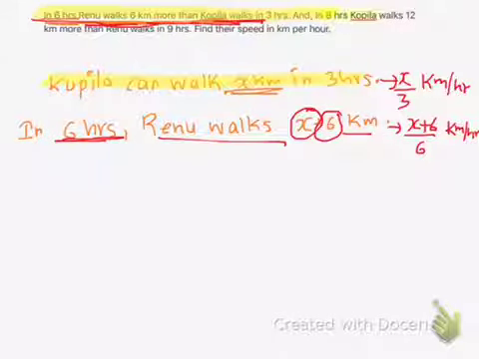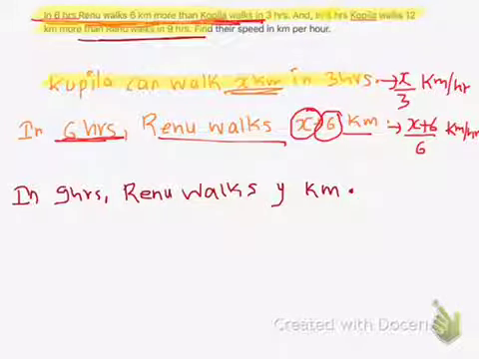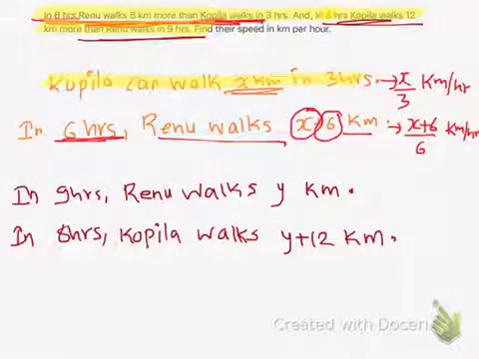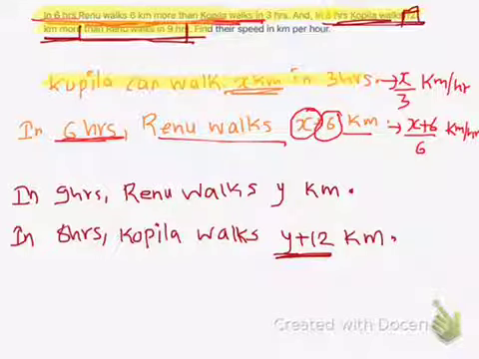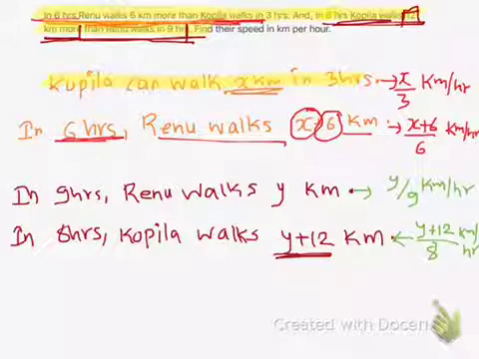Also, the second part of the question tells us in 8 hours Kopila walks 12 kilometers more than Renu walks in 9 hours. So let us say in 9 hours Renu can walk y kilometers, and in 8 hours Kopila walks 12 kilometers more. It means y plus 12. As we know that Renu walks y kilometers in 9 hours, in 8 hours Kopila walks 12 plus y kilometers.